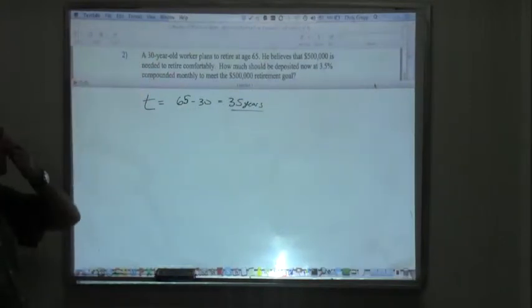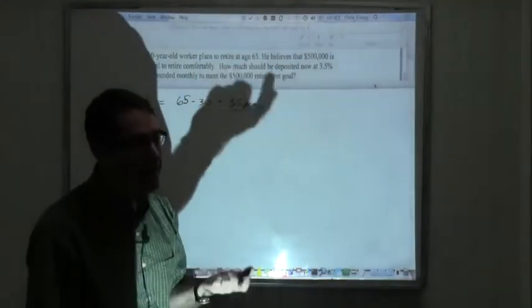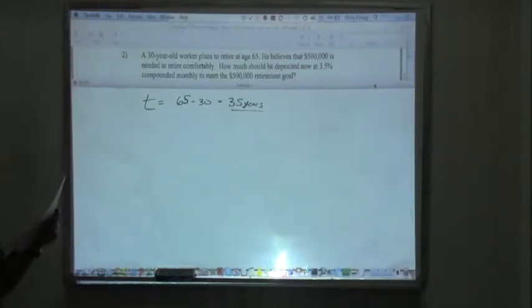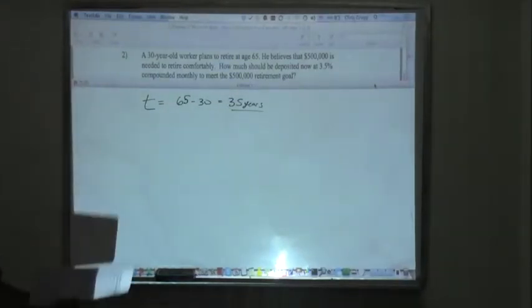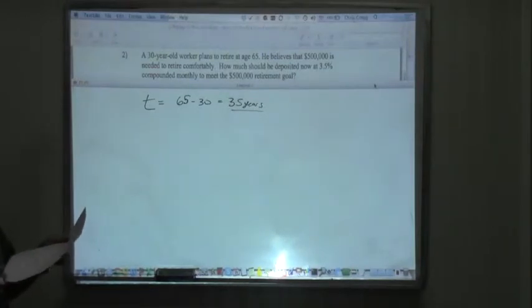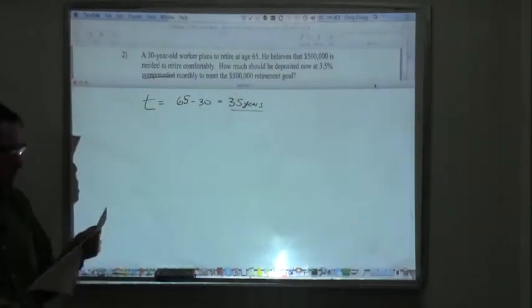It says he believes that $500,000 is needed to retire comfortably. How much should be deposited now at 3.5% compounded monthly to meet that $500,000 goal? You have to be able to read your sheet to figure out what you're looking for. It says how much should be deposited now. This is not an annuity. It's not something where he keeps putting money in. He says, I want to know now how much I have to put in if I could make 3.5%. Well, how about future value for compound interest? Because we're compounding it.